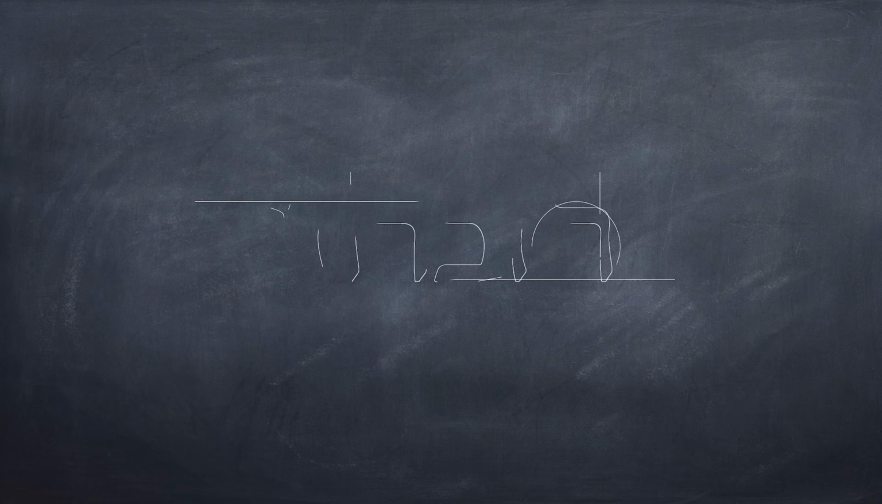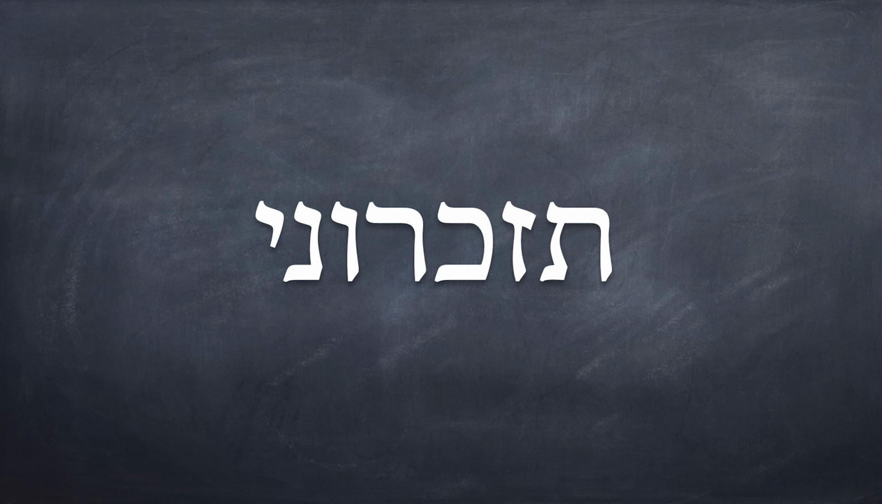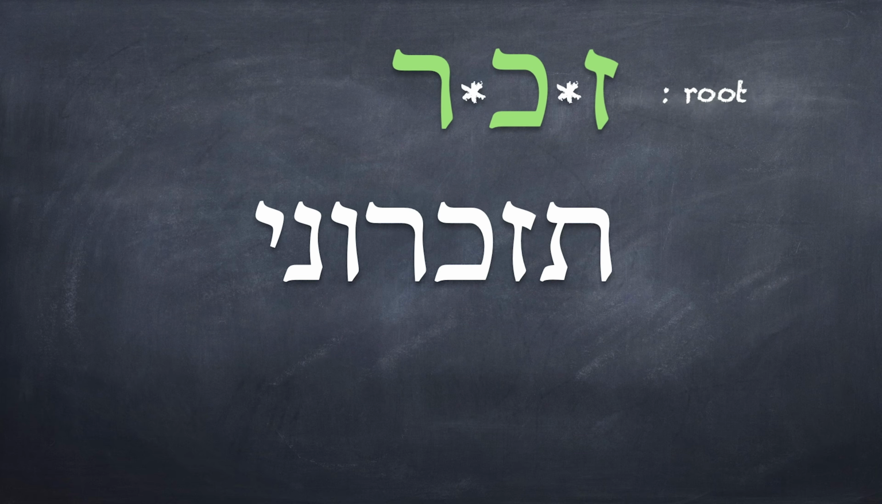Here's a good Hebrew verb, tizkeruni. Like most verbs, its core meaning is embedded in its three-letter root, in this case, zayin kaf resh. This root, or in Hebrew, shoresh, carries the basic meaning of remember in all of its various expressions.